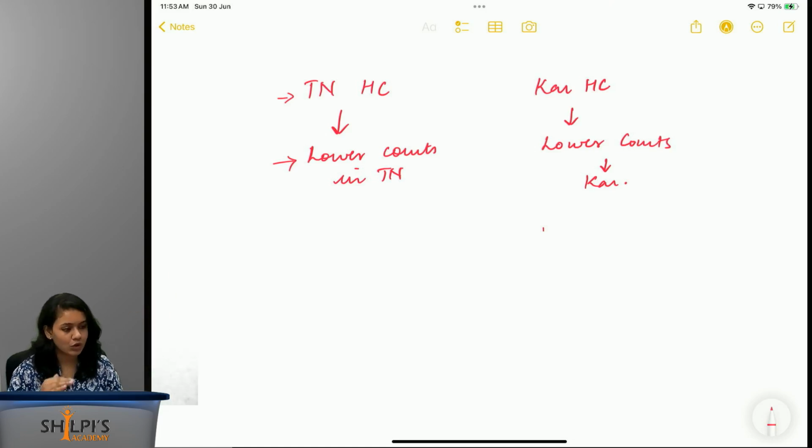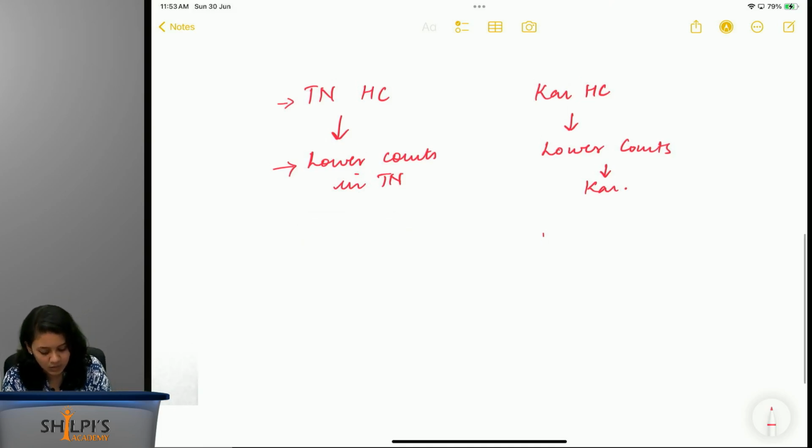Okay. So obviously it stands to state that a decision given by your respective High Court is binding on you. You cannot say that, no, Karnataka High Court said this, so therefore it is applicable to me. No, it doesn't work that way. However, decisions of a Karnataka High Court merely have a persuasive value.